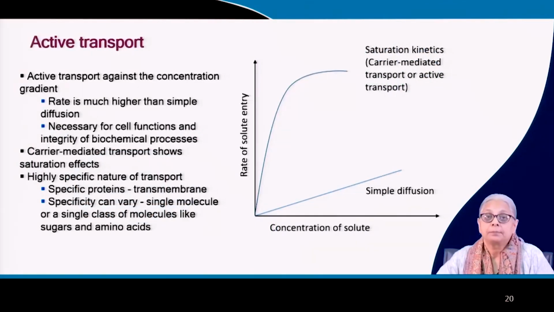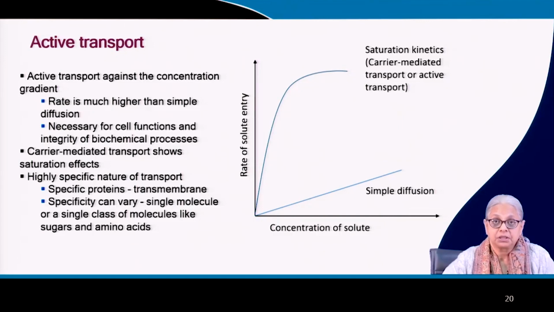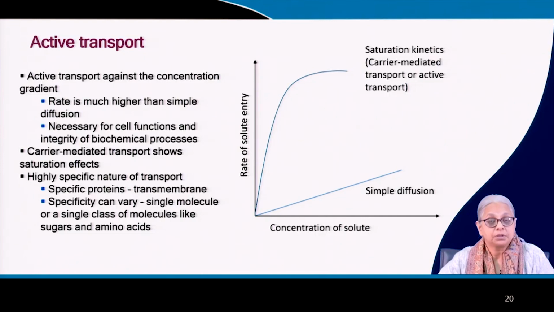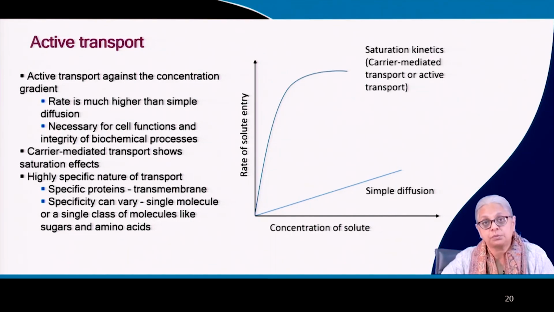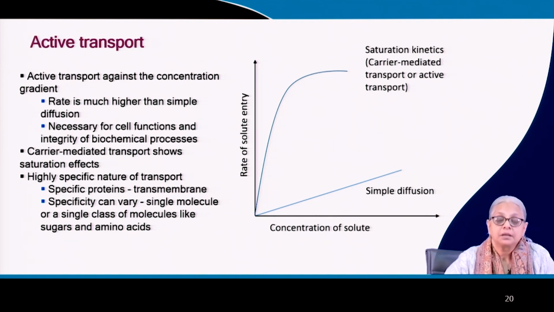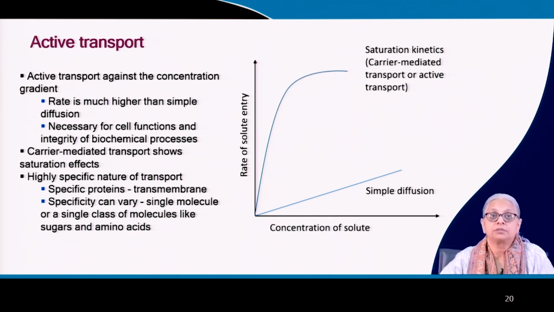Active transport happens against the concentration gradient, which cannot happen for diffusion. So passive transport is based on diffusion or osmosis, and that can never happen against the concentration gradient. The rate is much higher than simple diffusion in the case of active transport, and it is necessary. You will find in all subsequent examples that cell functions and the integrity of most biochemical processes is basically based on active transport.